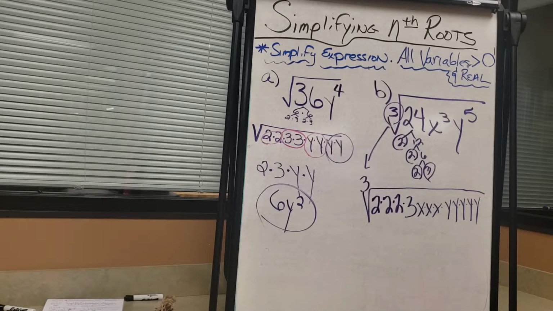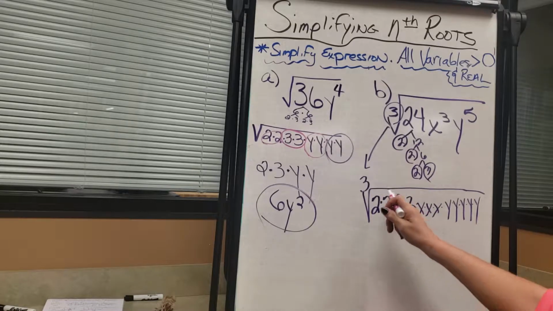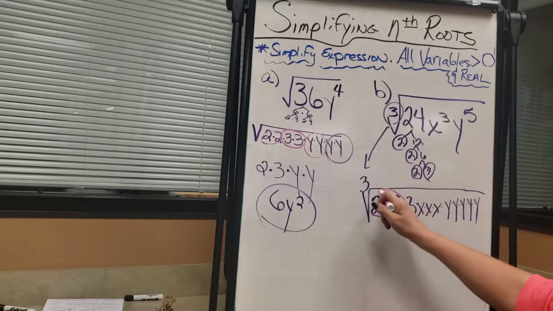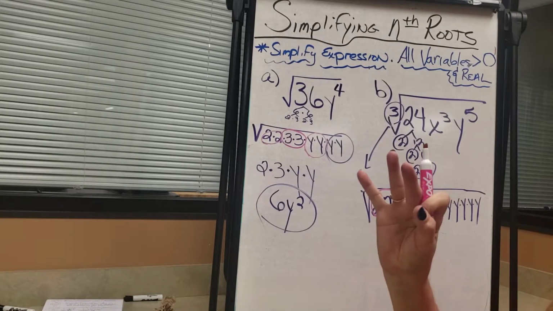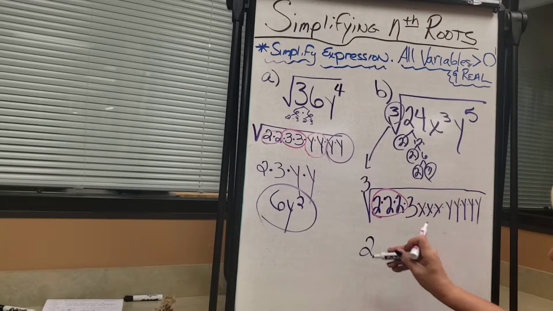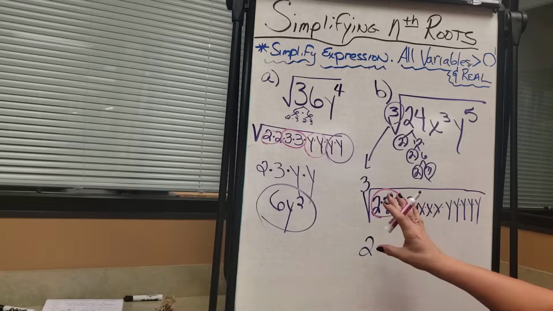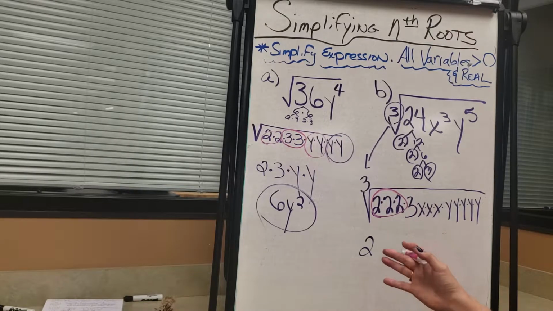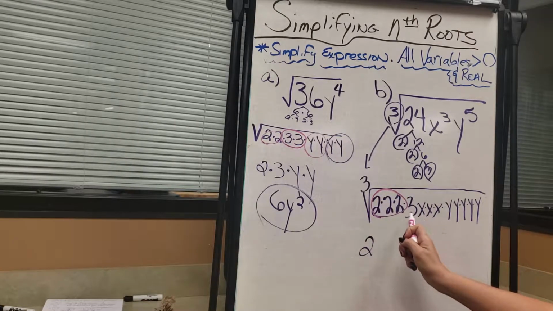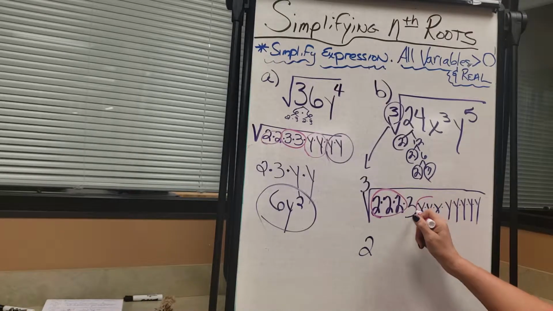So now, what are we looking for groups of? This one was a square root, so we're looking for groups of 2. This is a cubed root, so we're looking for groups of 3, or 3 of a kind, okay? So we have 3 2's, so that means a factor of 2 escapes. We have 1 3. We'll come back to that one because we don't have enough, right? We need 3 3's. We don't have it. Do we have 3 x's? We do.